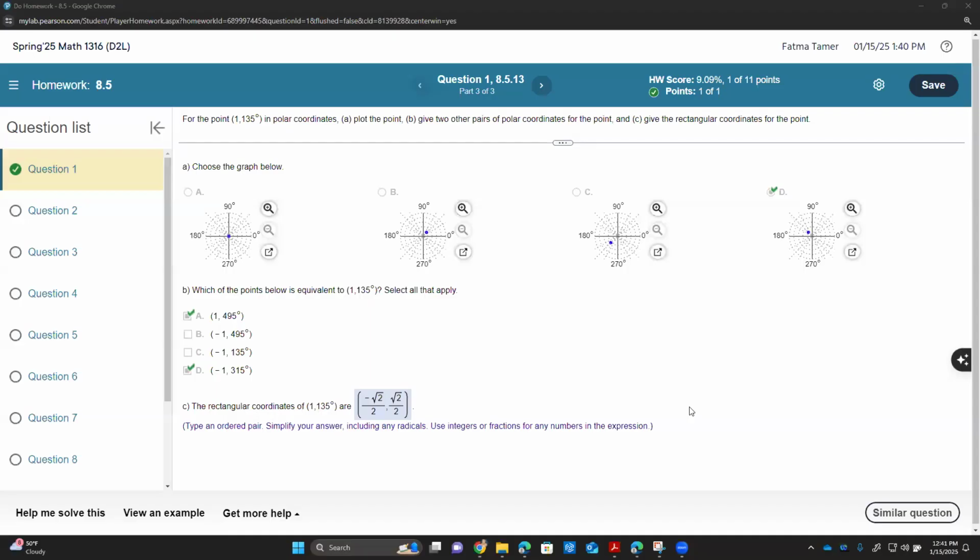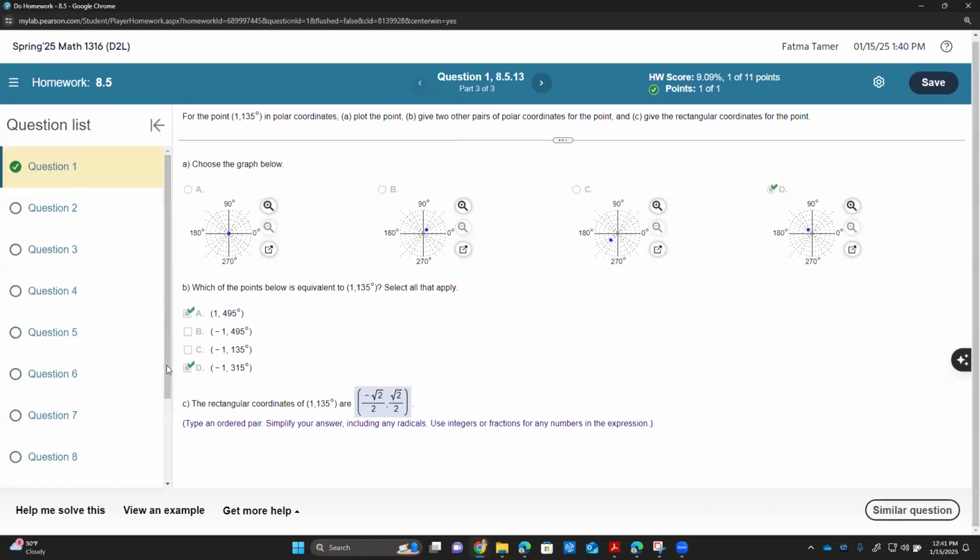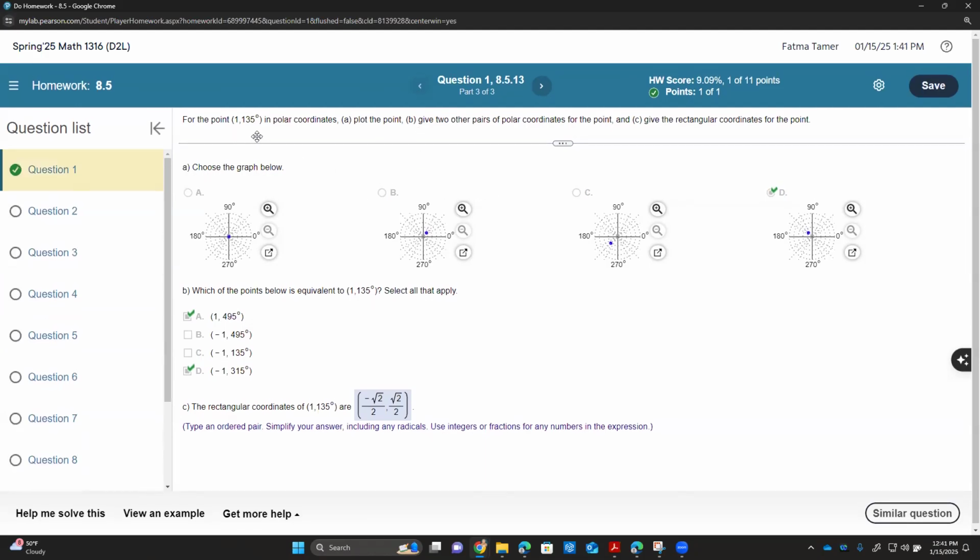The 8.5 homework has a total of 11 questions. The first question is about plotting the points. For the first problem, the question comes in 3 parts, A, B, C. They gave us this polar coordinate, (1, 135 degrees). So r is 1 and the angle is 135 degrees. We have to find the correct answer for this coordinate. The correct answer is here, C.